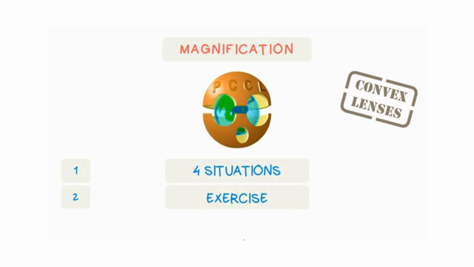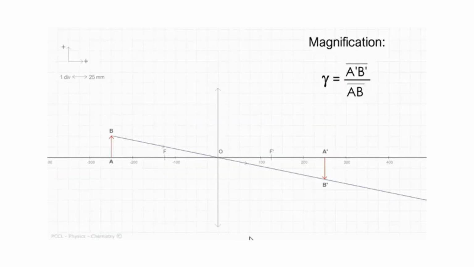Two words here on the notion of magnification, gamma, which is the ratio of the size of the image to that of the object, in algebraic value. Here is an example, where object AB and its image A'B' have the same size. So, I'm going to write that gamma is -1. In absolute value it is 1, since they have the same height. But as the image is reversed, I will have a negative magnification.